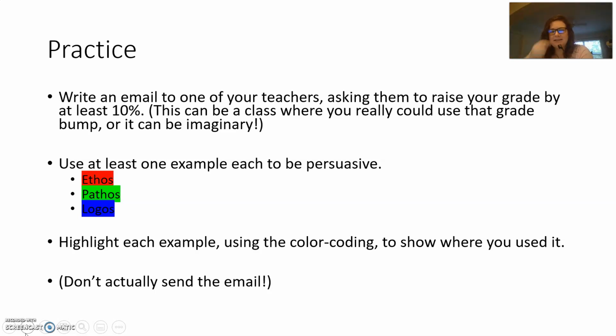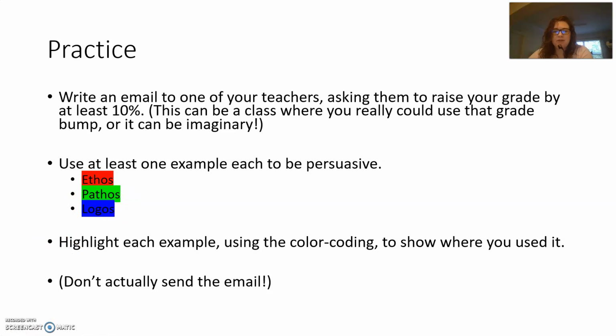The reason I picked 10% is I want you to have to say something where you have to be super persuasive, because if you had a C, it's pretty unlikely your teacher would be like, sure, I'll bump you up to a B. So you have to be super persuasive here. It could be a class where you really could use that grade bump, or it can be imaginary. Remember, this is just for practice. You're not actually sending this. Use at least one example each of ethos, pathos, and logos to be persuasive.